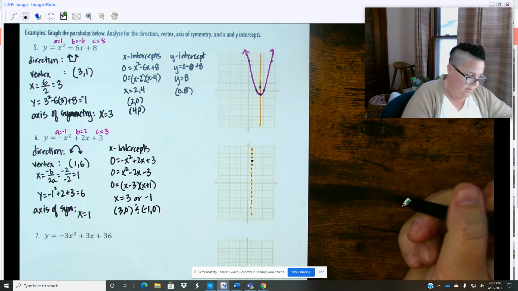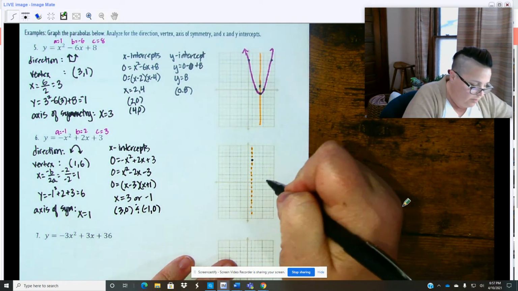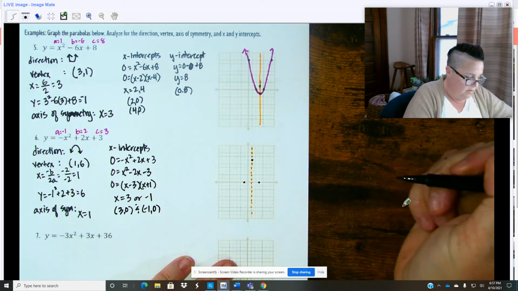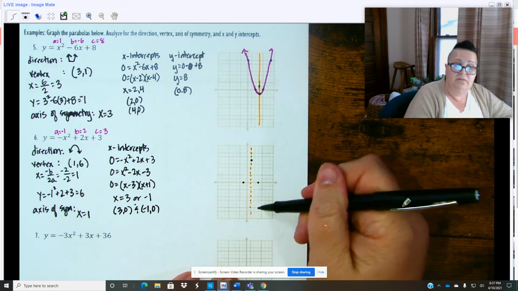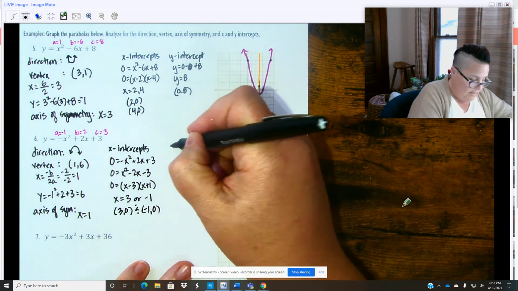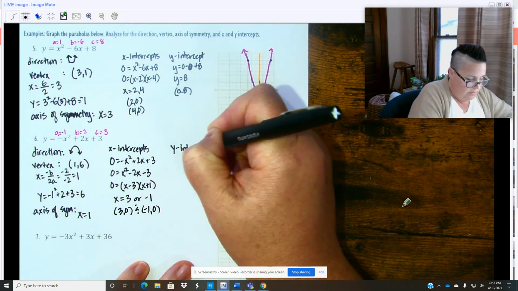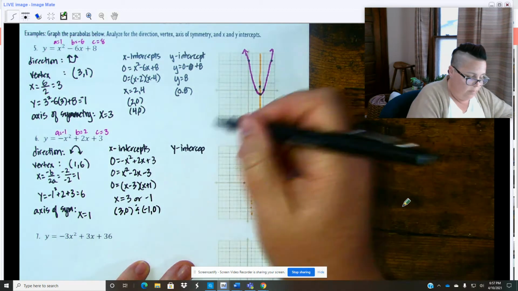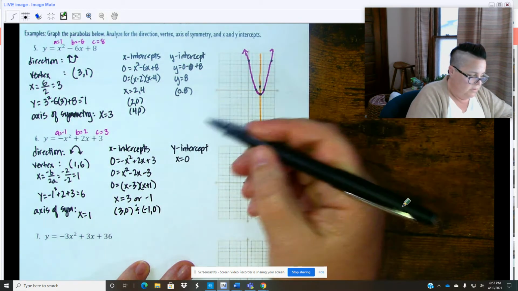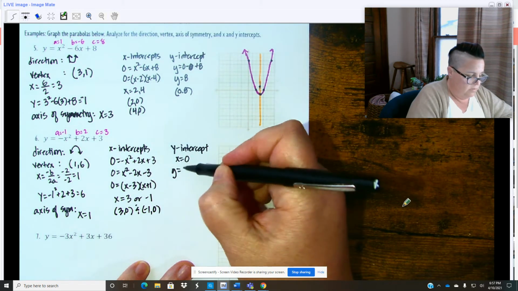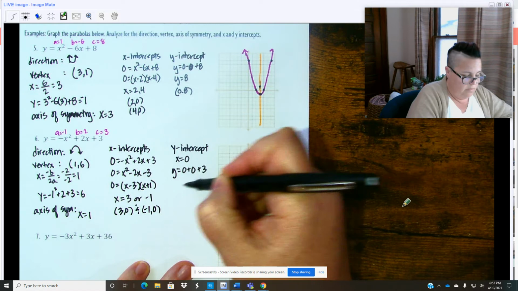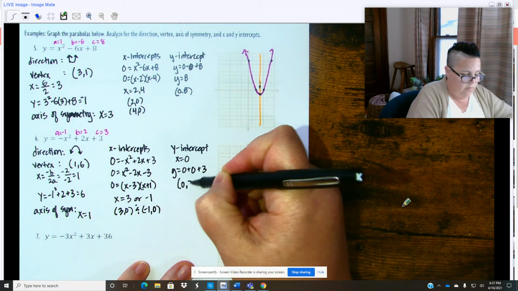So if I plot those points, 3, 0 is there, negative 1, 0 is there. Oh yeah, and that would. Can you see how that would go down? See how that would open down? All right, let's try the y-intercept. Because we can get that point yet too. Y-intercepts occur when x is equal to 0. So that's going to be y is equal to 0 plus 0 plus 3. So 0, 3.